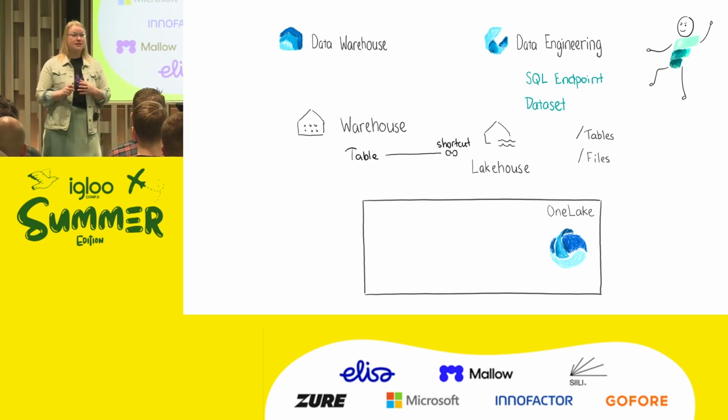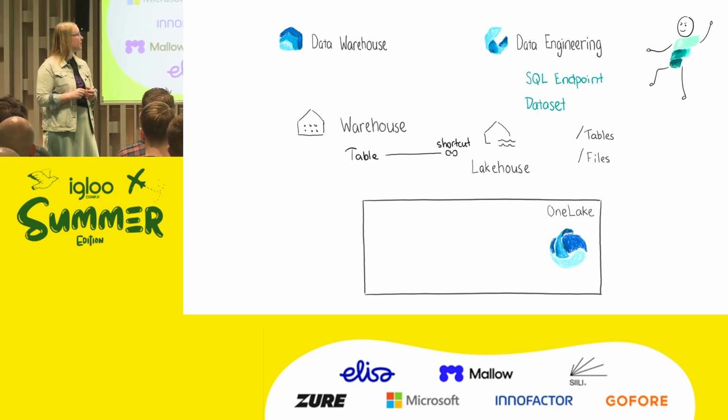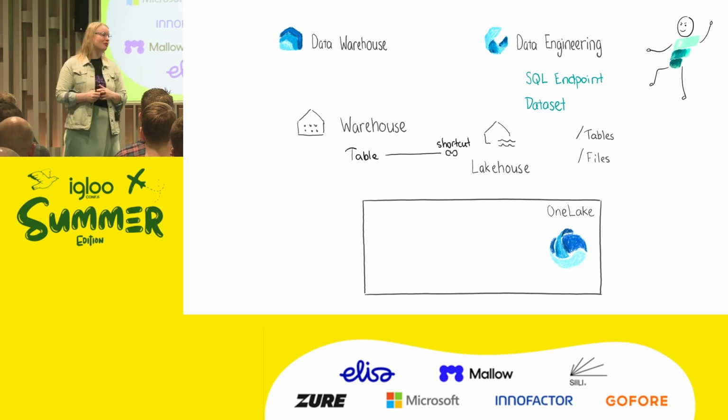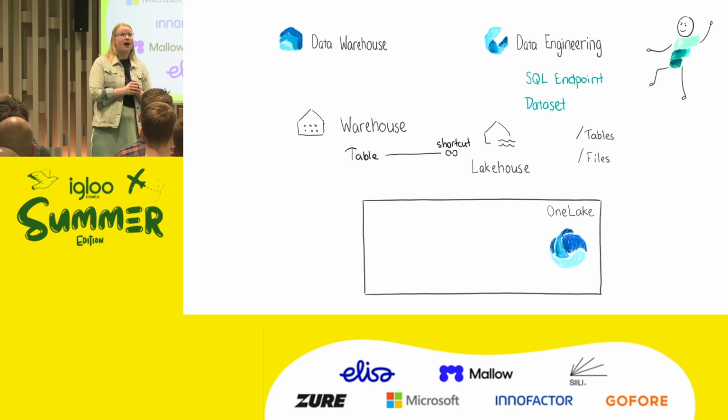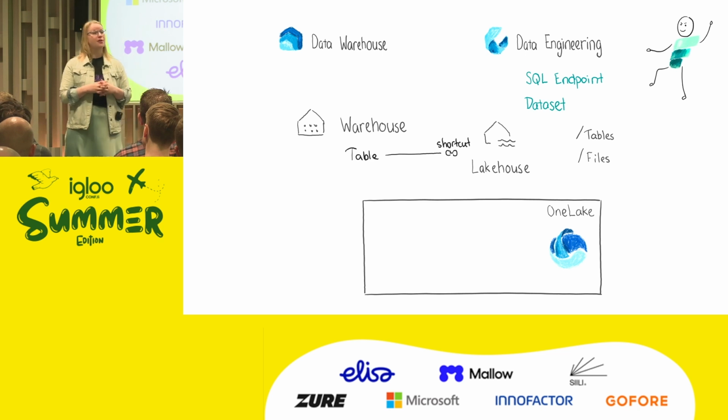And of course, shortcuts can be used to reference things within the Fabric workspace itself. So I can link to a table from a different workspace to my Lakehouse, or I can actually reference things outside of Fabric. So if I have data in my Azure Data Lake Storage somewhere already existing, I can create a shortcut to it so that it's available and visible for me in Fabric directly, so that I don't need to move the data.